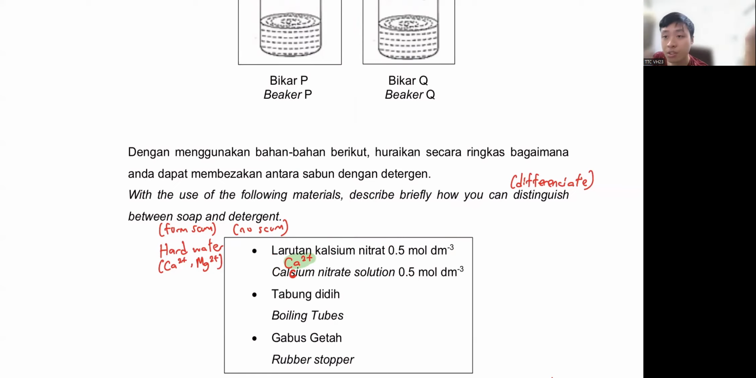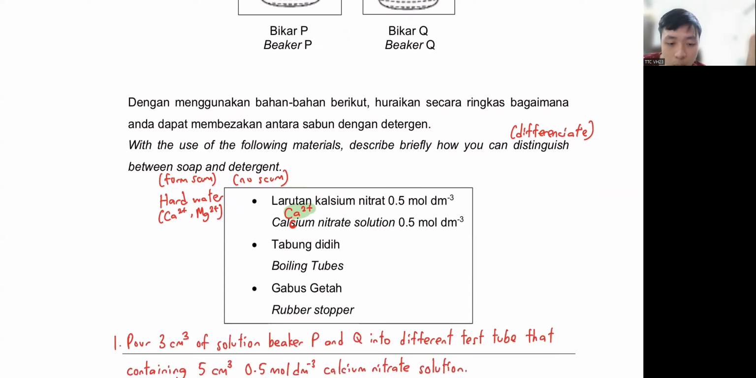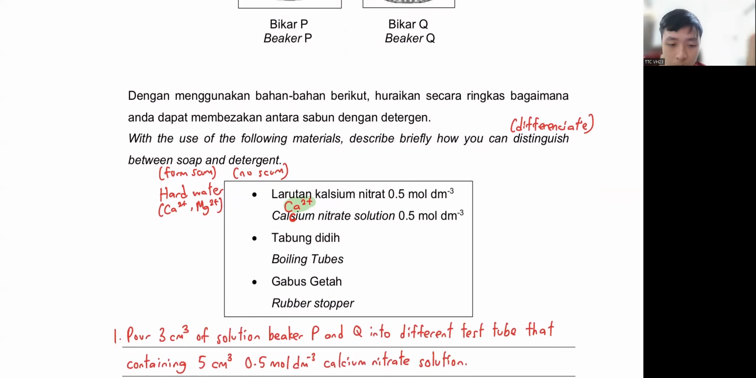Which one has scum means soap. Which one has no scum means detergent. Very simple. Now here is maybe a bit tricky. You have to know hard water contains what ion, then what material they give here. You just pour inside. Now how to write the procedure? Very simple. Pour 3 cm cube of P and Q into different test tubes containing this solution.